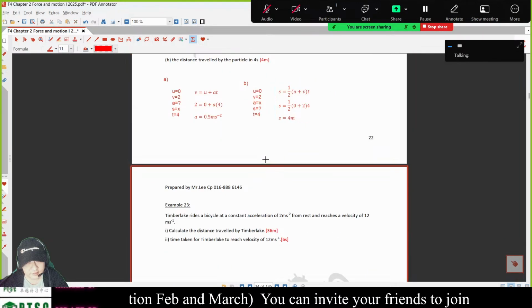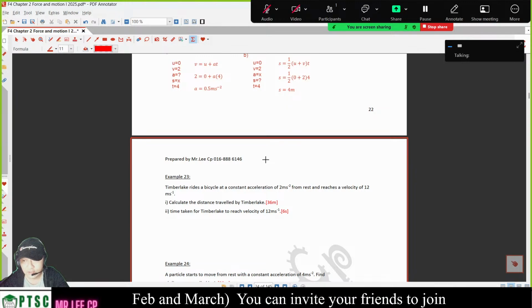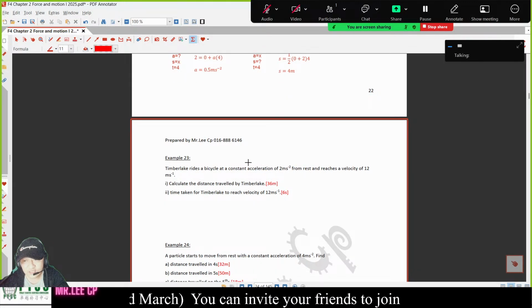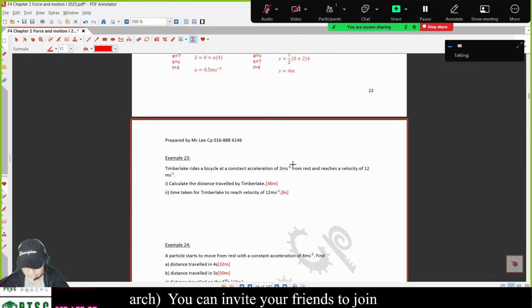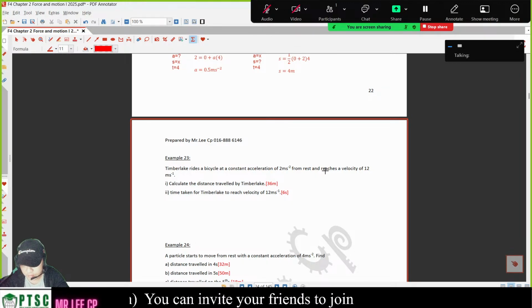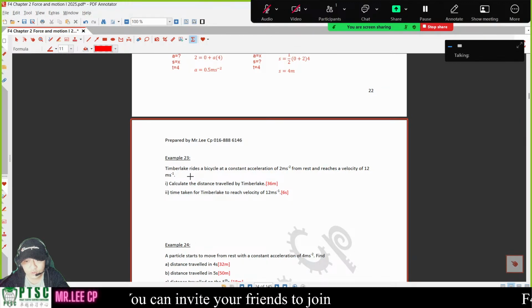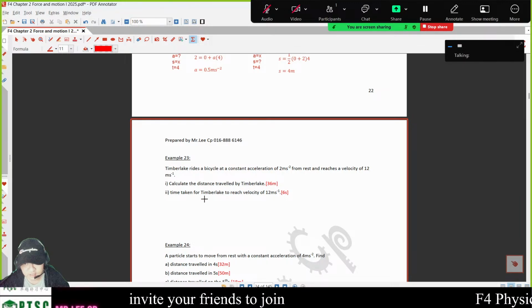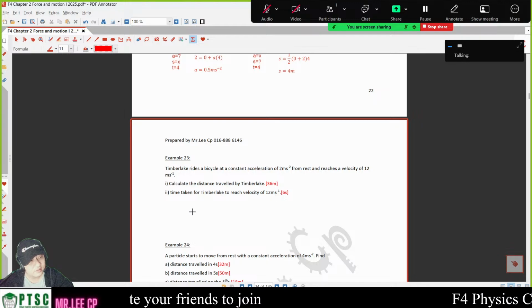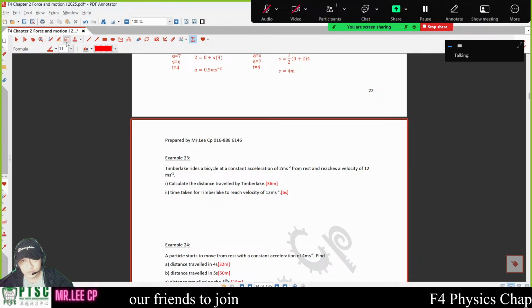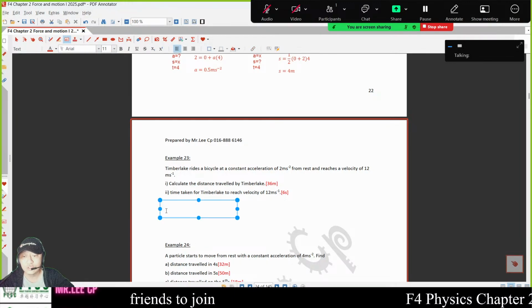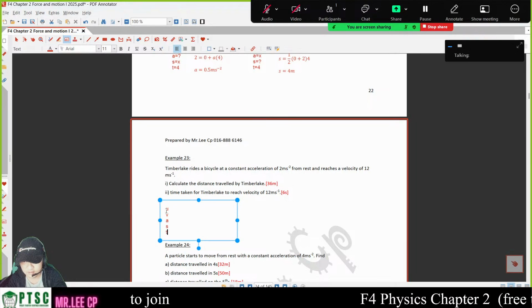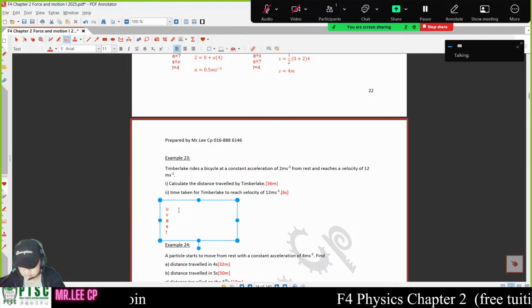Alright. Now, Timberlake rides the bicycle at a constant acceleration of 2 ms negative 2 from rest to reach a velocity of 12 ms minus 1. Calculate the distance travelled by Timberlake. Calculate the time taken for Timberlake to reach 12. Right. So the first thing that you do is UVAST. Right. List it out. UVAS.